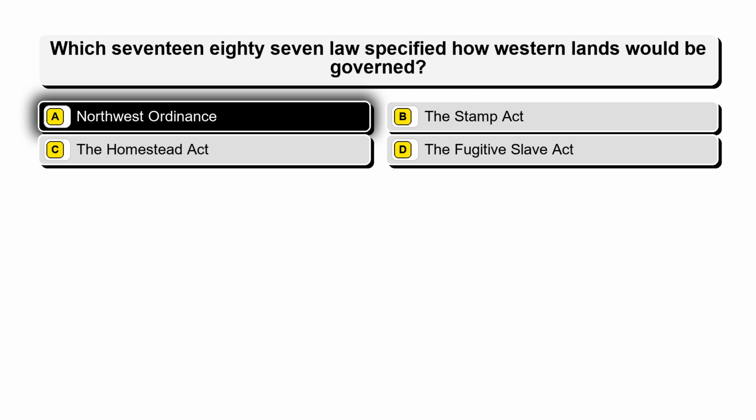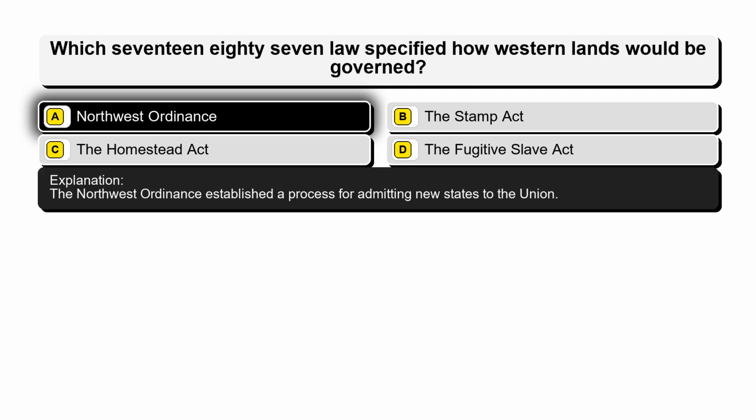The correct answer is option A, Northwest Ordinance. The Northwest Ordinance established a process for admitting new states to the Union.